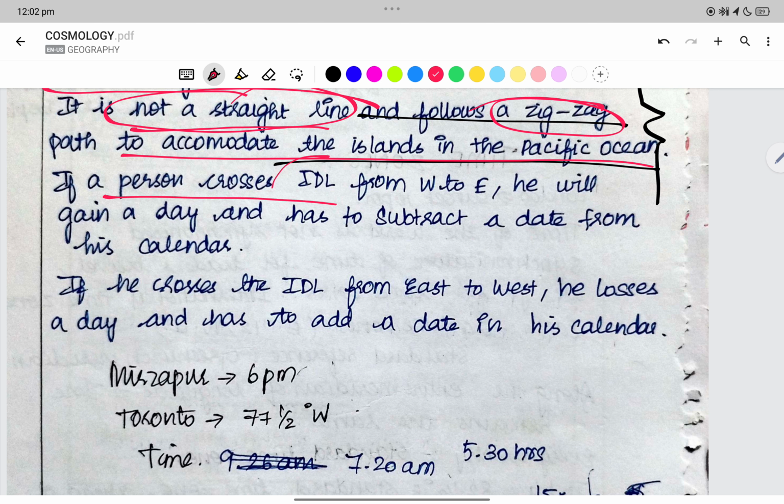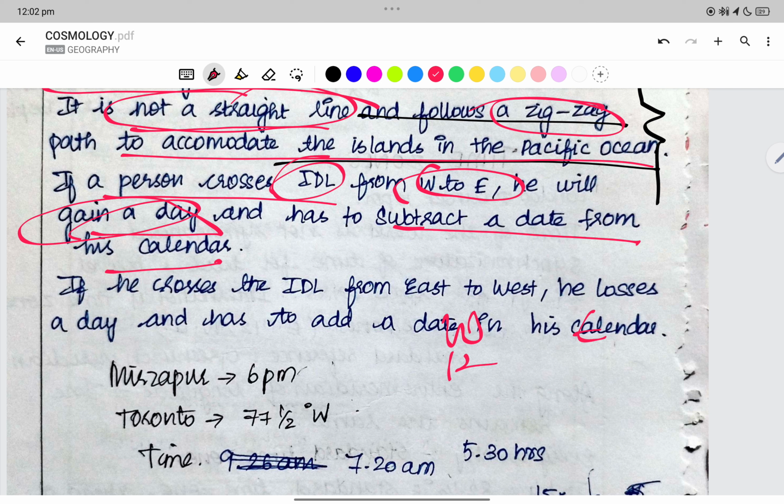If a person crosses the international date line from west to east, he will gain a day, and he has to subtract a date from his calendar. West it is 12th, means east it will be 13th, right? From west to east means he gains a day and has to add a day in his calendar. From east to west, he has to subtract a day.